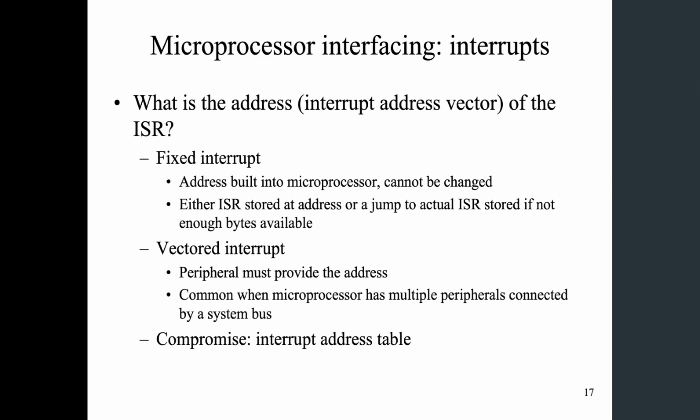The second type is vector interrupt. A vector interrupt is that you need to provide the actual address that the processor needs to use to find the ISR, so the exact address in the memory. This is common when microprocessors have multiple peripherals connected by a system bus. So you want to tell the microprocessor that, hey, this is for interrupt service routine 1, this is for the other one.